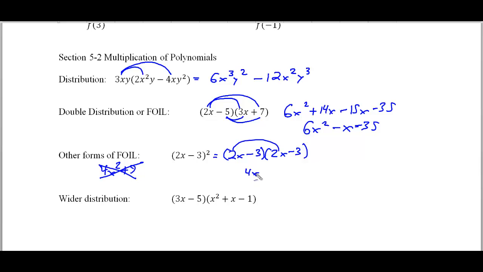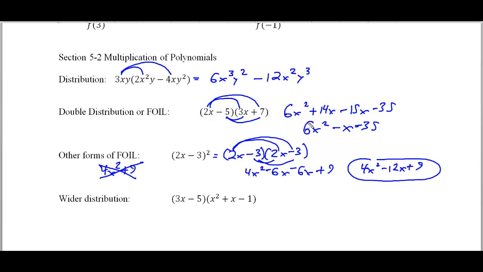This makes 4x squared. This makes negative 6x, and this down here makes negative 6x, so the 6x's do not simplify, and this makes plus 9. Simplifying the middle two terms together, I got 4x squared minus 12x plus 9, and there's your answer. Yeah, it is a little close to what we did at the beginning here, but that's just totally the wrong way.